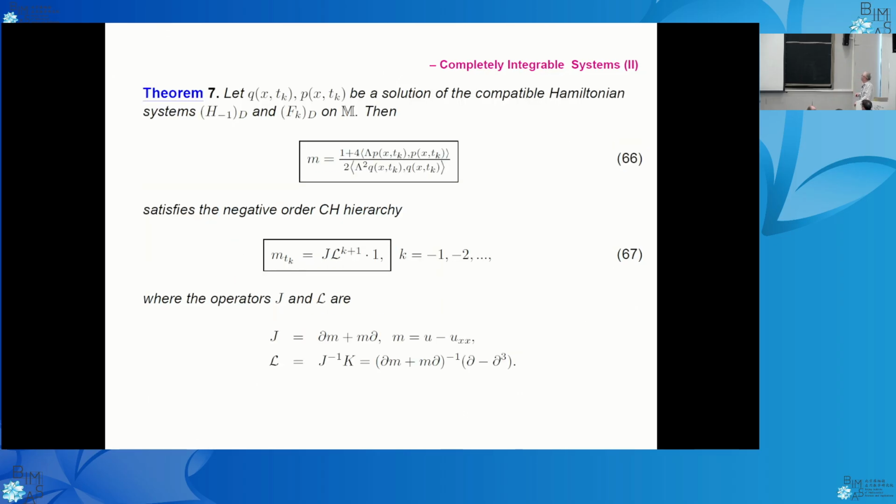Now, how do we find a PDE solution? Like I mentioned earlier, the key part is the constraint. Right, the moment on the M is a submanifold. So we're going to rebuild M using your ODE solution p and q, because we already figured out the integrability for the ODE system. So M satisfies this hierarchy. There is a negative order. So I put J as this operator, partial M plus M partial.